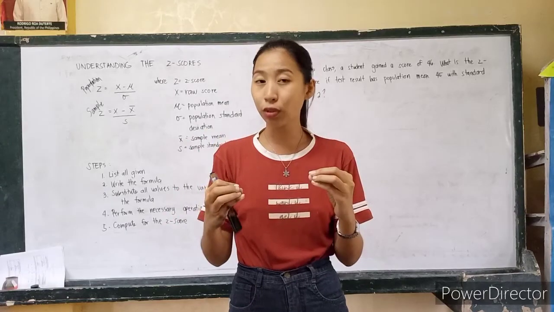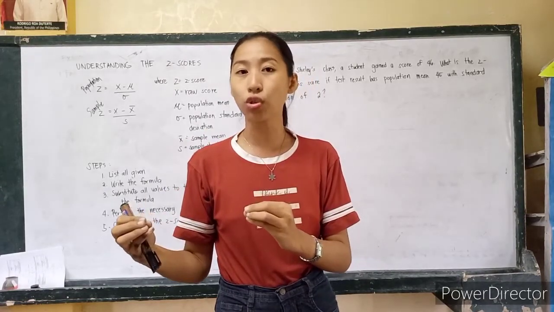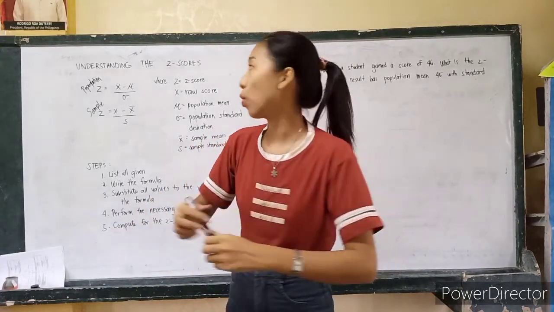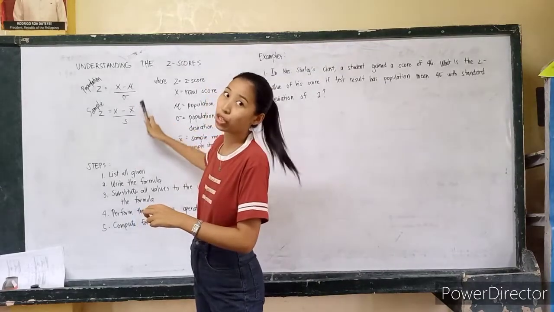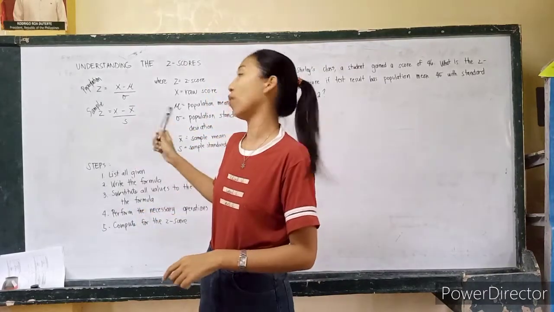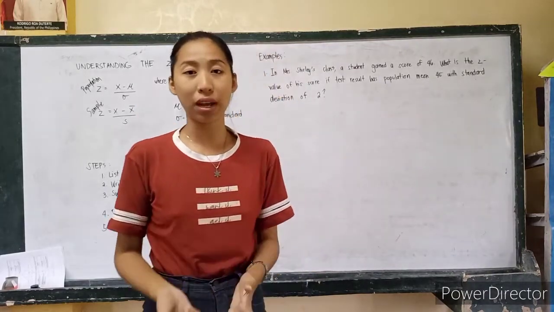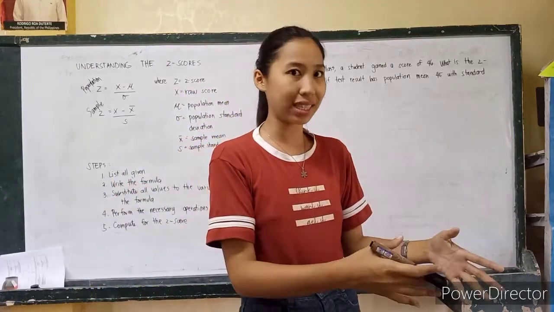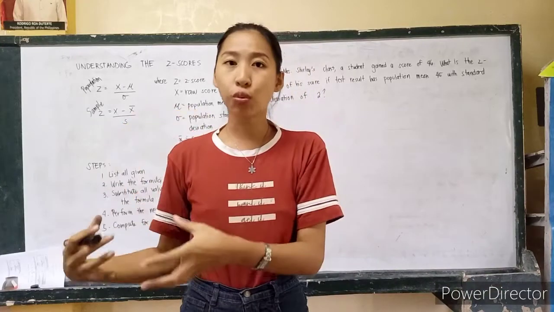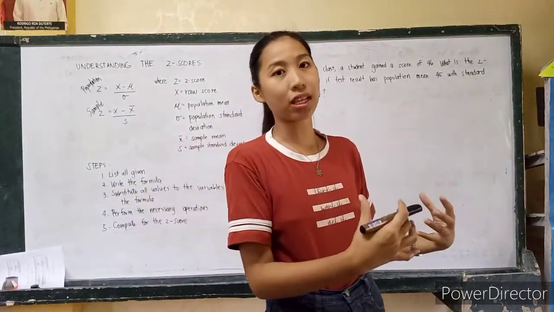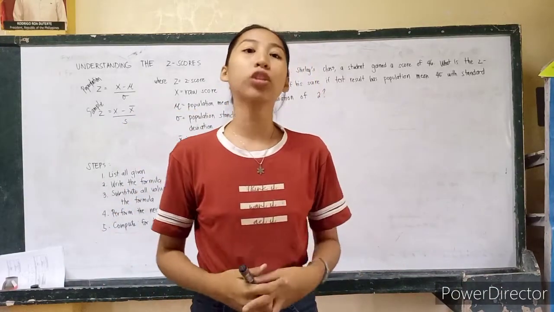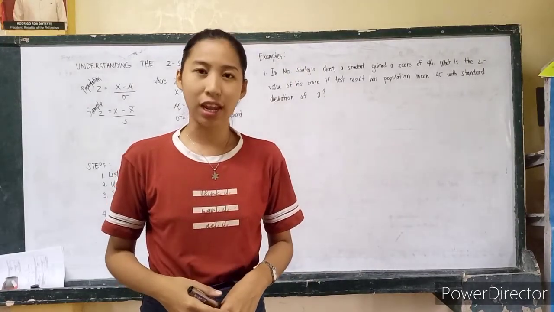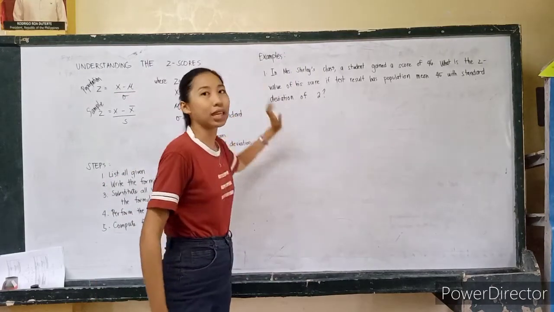And how are we going to transform those raw scores into z-values? We are going to use this formula. Either of them can actually be used to transform your raw score to your z-value. Now, each raw score has, of course, its unique z-value, and that is what we are going to do today. Okay? Diretso tayo sa example.